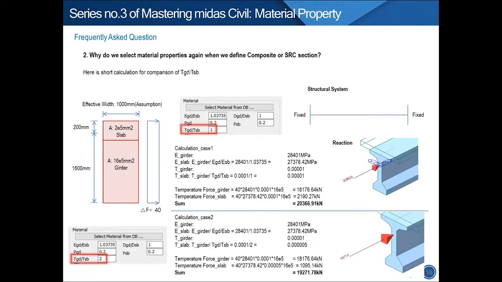So here is a short calculation for comparison of thermal coefficient. In order to compare the effect of the thermal coefficient ratio in the composite section, I prepared this quick handy calculation. As a result, the results show a different value according to the ratio of thermal coefficient. This case is thermal coefficient ratio 1, and this case is 2. The two cases show the difference in the reaction here.